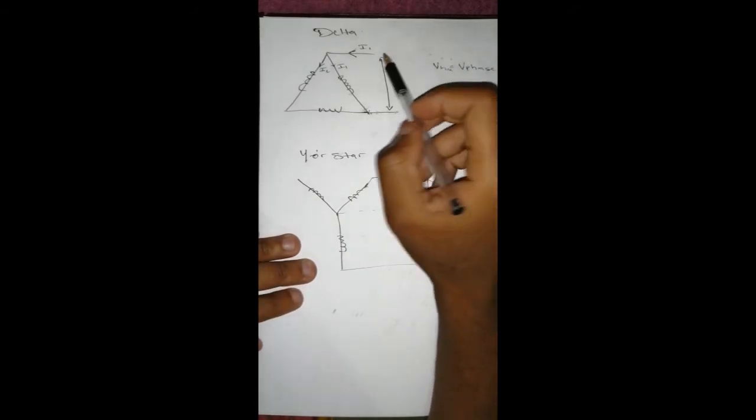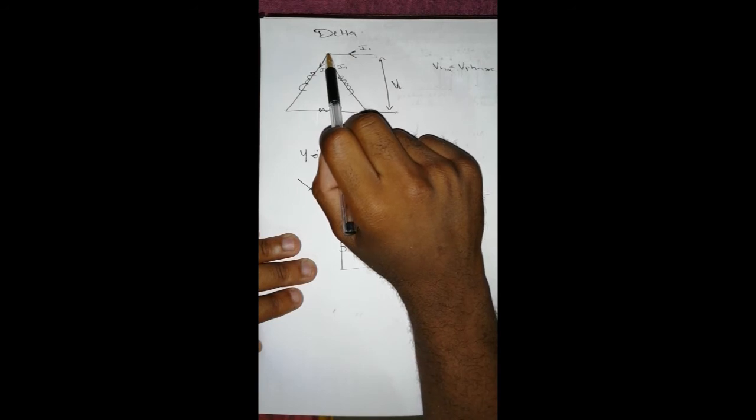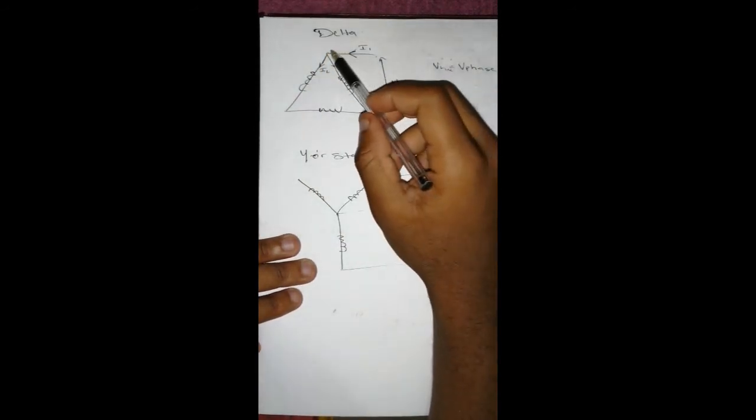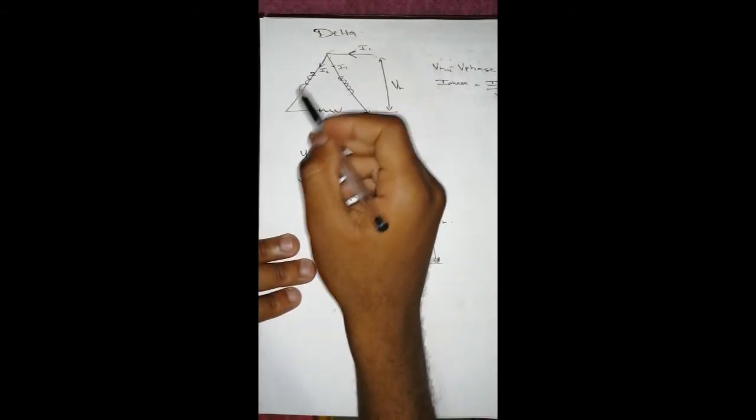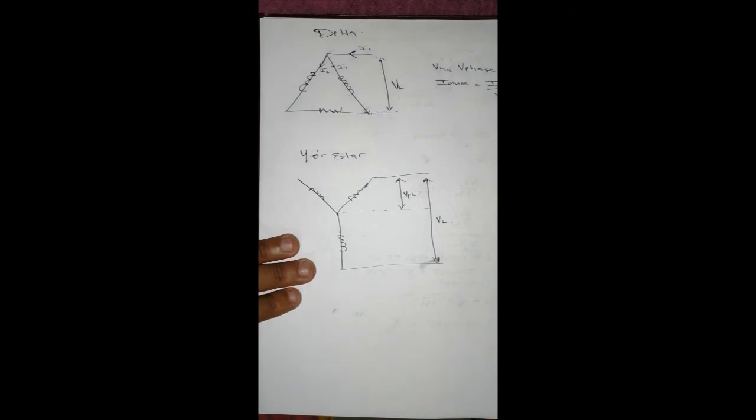That's V line. And then let's come to the current. If you check the current through this line, when it gets here, it splits to these two phases. So because it splits, to determine I phase, we make use of the following formula: I line divided by square root of 3. It gives you the I phase. And then power equals square root of 3 V line I line.